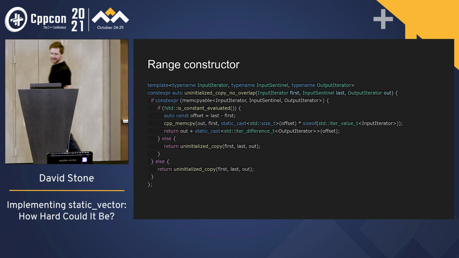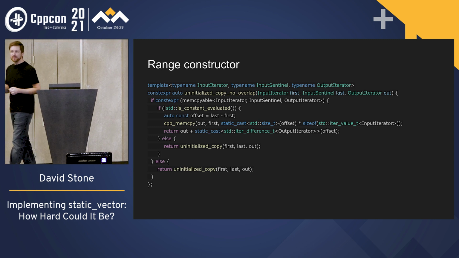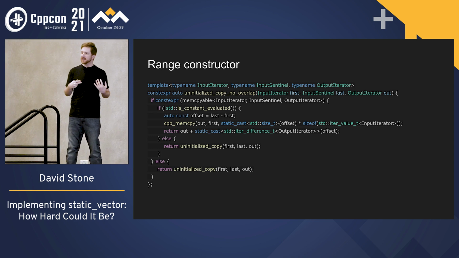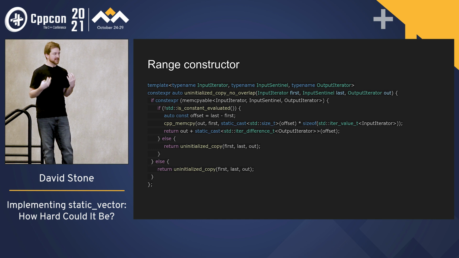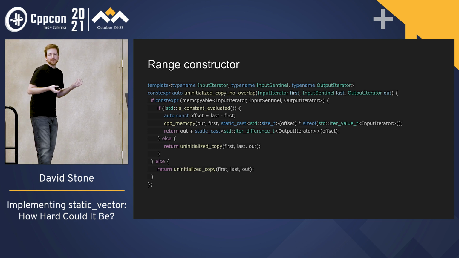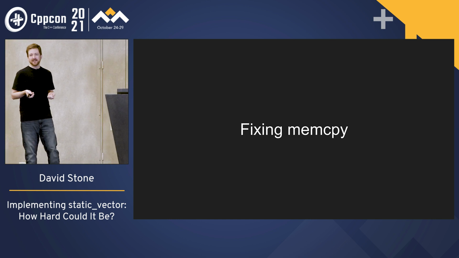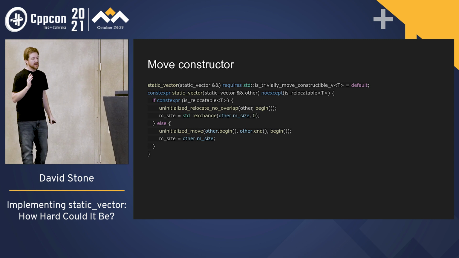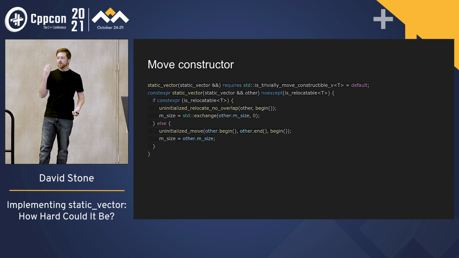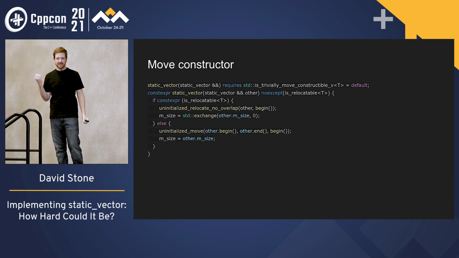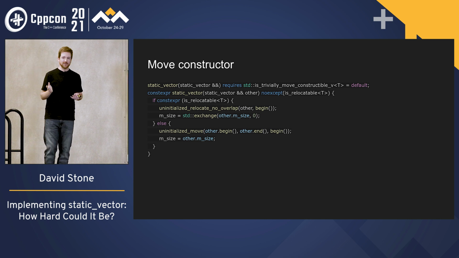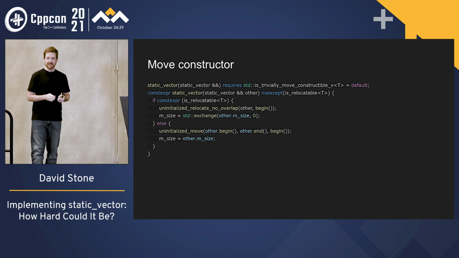Okay, move constructor. The move constructor for static vector is a lot more interesting than the move constructor for regular vector. Because for regular vector, it's just a pointer and a size and a capacity, and you can just copy those over and then set the old ones to 0 and you're done. And in fact, the standard requires that a move from vector is empty. It's rare among types in the standard that we actually say what the move from state is.